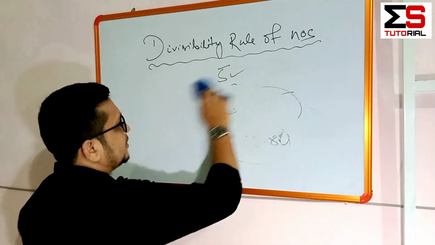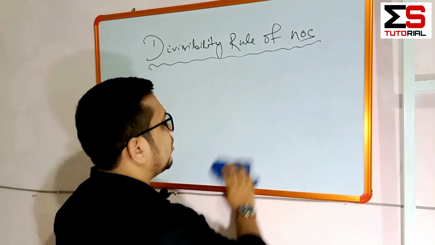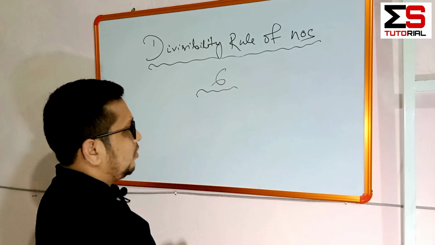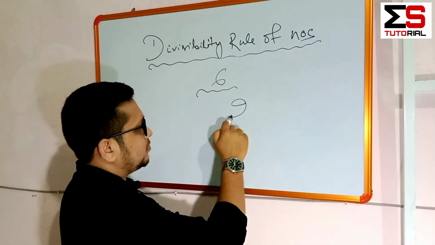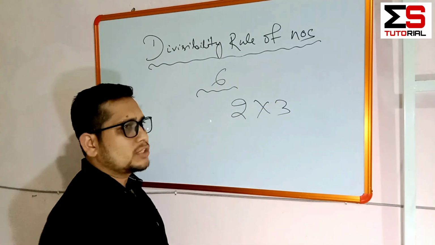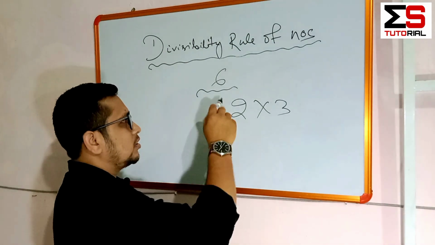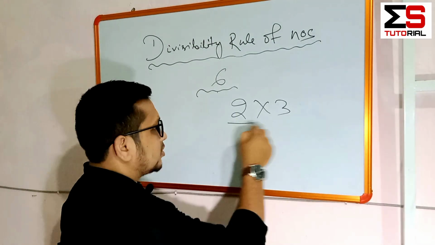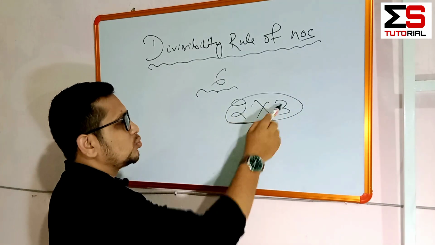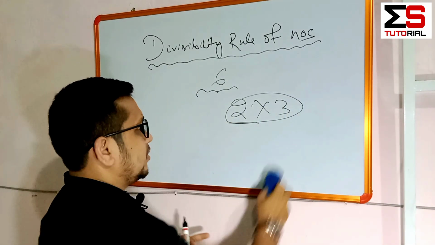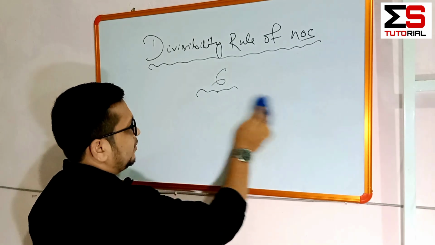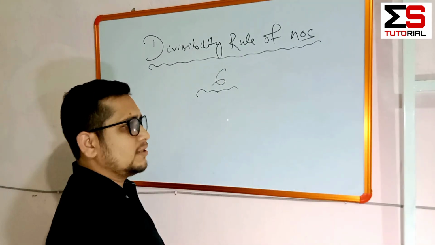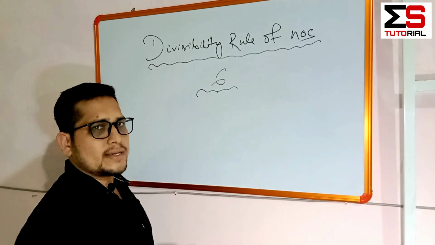So next to 5 we will know the divisibility rule of 6. As we all know, 6 is formed as 2 into 3. So the number which will be divisible by 6 must be divisible by both 2 and 3. So definition wise we can say if a number is divisible by both 2 and 3, then this number will be divisible by 6.